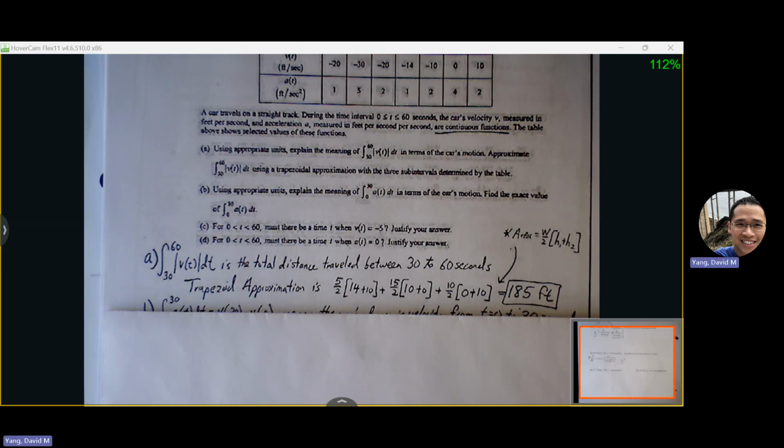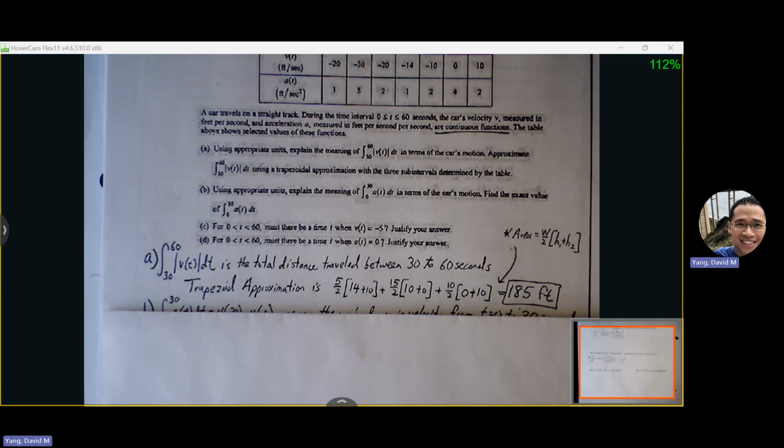Part B, using the appropriate units, explain the meaning of the integral from 0 to 30 of A of t in terms of the car's motion. Find the exact value of the integral from 0 to 30 of A of t dt. So this relies on the Fundamental Theorem, right? First theorem, we can evaluate the integral here.